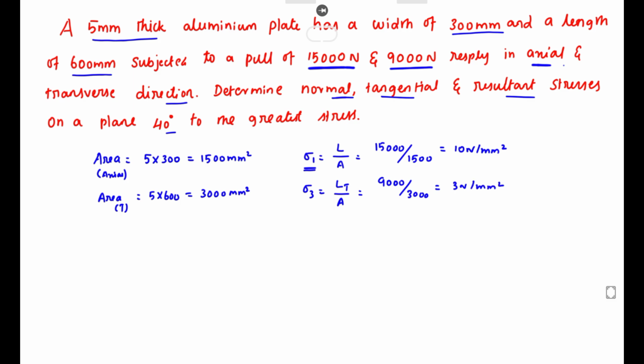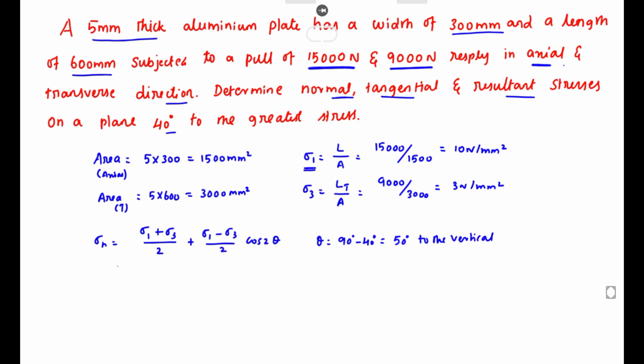Next we have to find the normal stress. The normal stress sigma n equals the major principal stress plus minor principal stress divided by 2, plus sigma 1 minus sigma 3 divided by 2 into cos 2 theta. The theta value will be 90 degree minus 40 degree, so 90 minus 40 is 50 degree. In this problem, the maximum stress sigma is in the horizontal, so we take 90 degree minus 40 degree to the vertical. So the 50 degree is to the vertical.